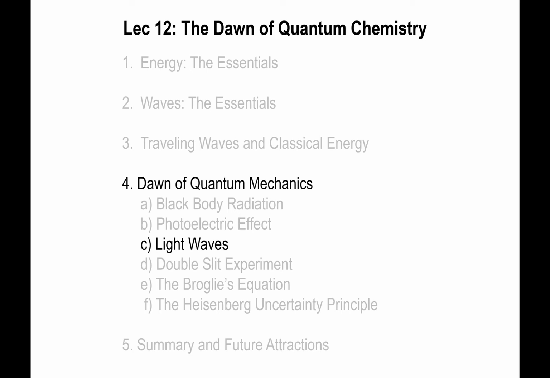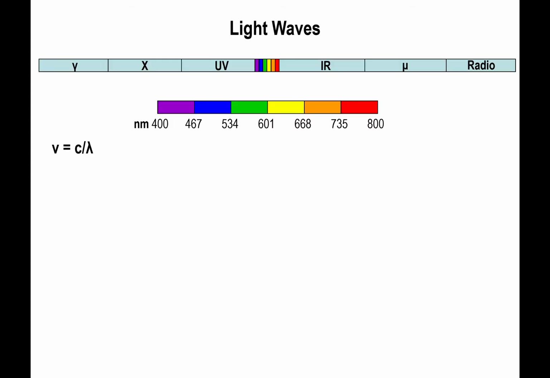Okay, so now we get to talk about light in terms of a wave, specifically the characteristics of frequency and wavelength, and then what we can do with them to get to energy.